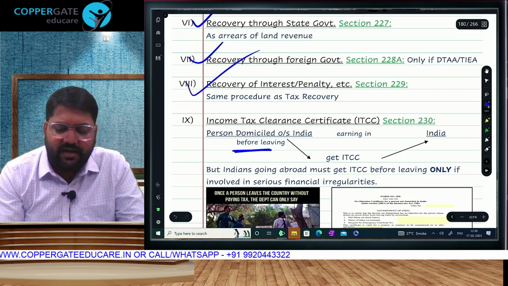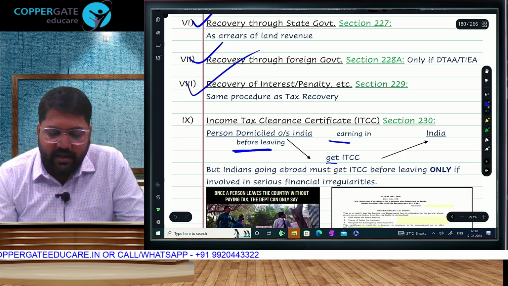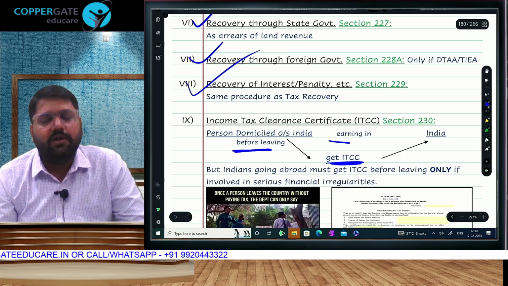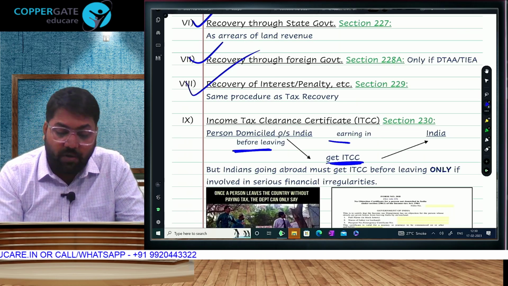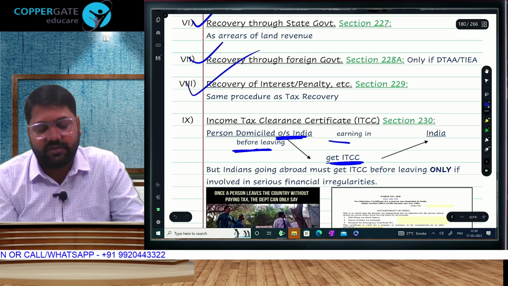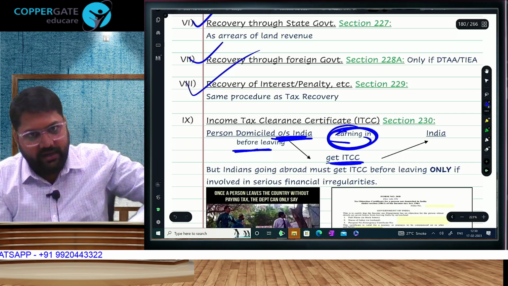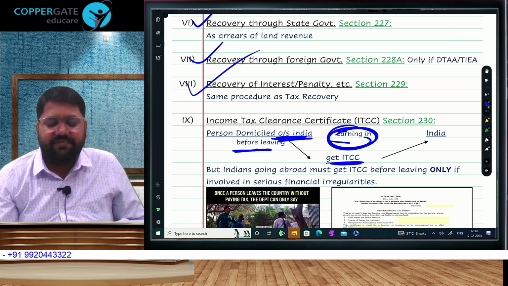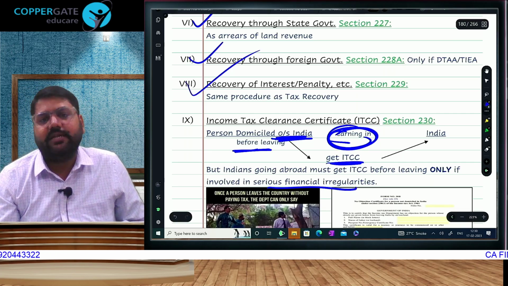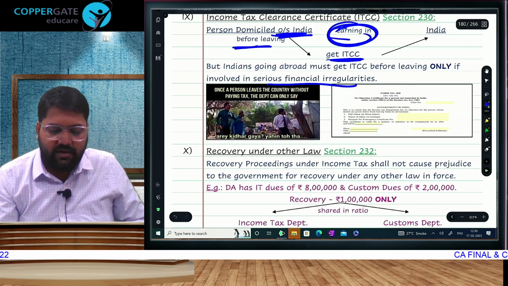Anybody who is domiciled in India and leaving India has to get an income tax clearance certificate before leaving India. Also, someone domiciled outside India who has come to India for the purpose of earning income. Any Indian going abroad does not require an income tax clearance certificate unless you are involved in serious financial irregularities.